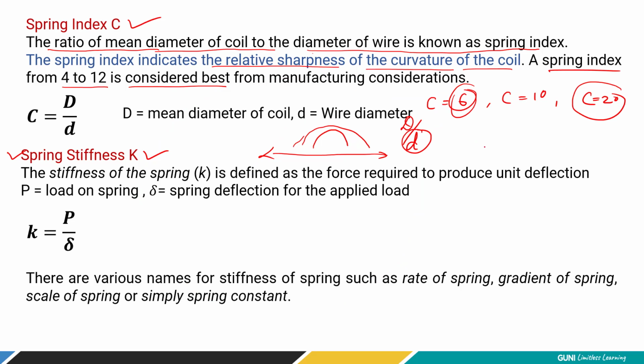Second thing, you cannot keep it less than 4. So here it is written, generally spring index is kept between 4 and 6. The best value is 6 to 8 or 6 to 10. Right? So mostly you'll find a spring index between 6 and 8.